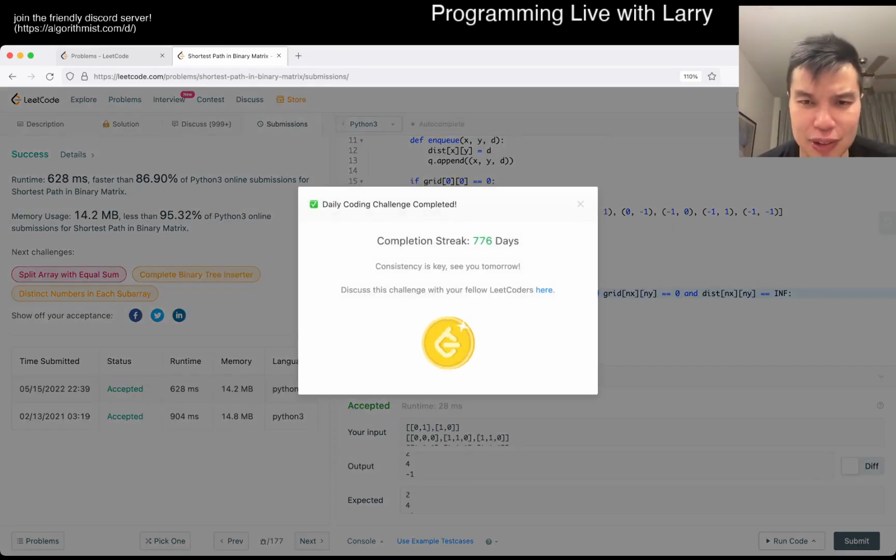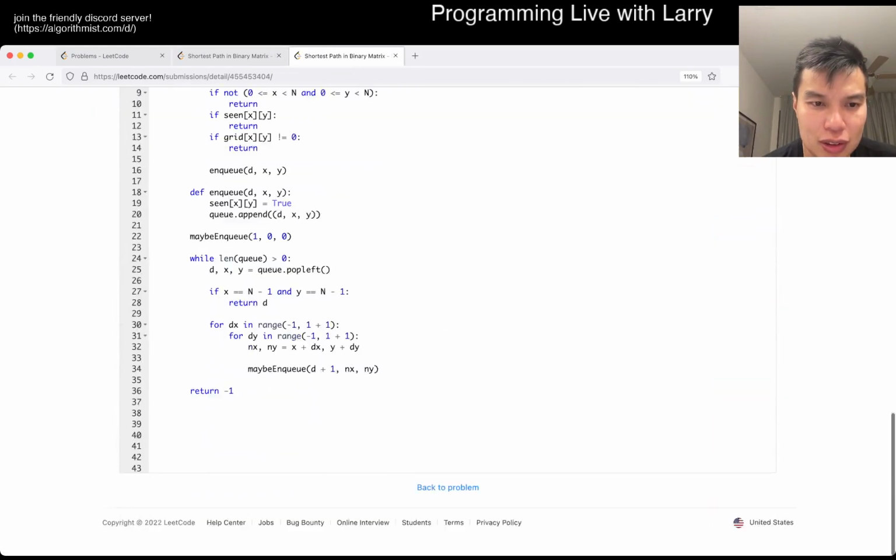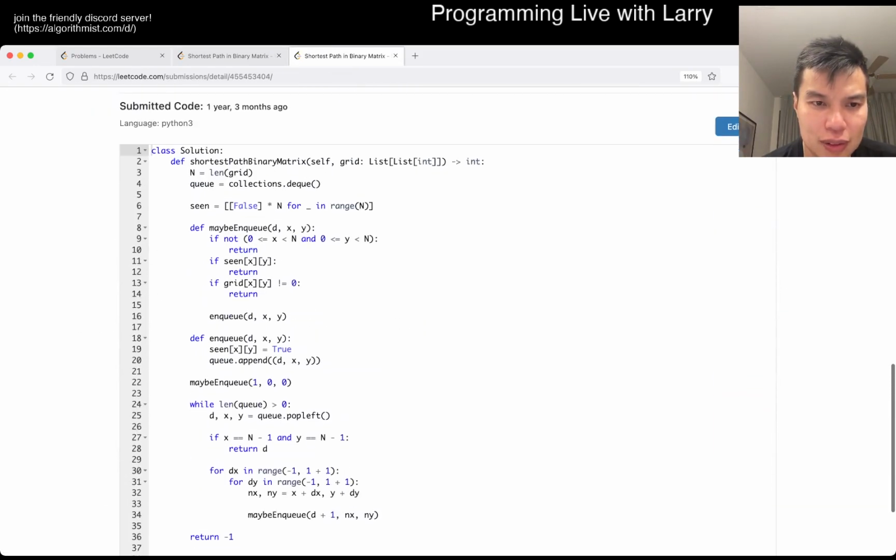Cool. Much faster this time for some reason. 776. Yay. What did I do last time? That was slower. I mean, this is the same idea, really. I did the for loop last time. Is that much slower? I don't know.